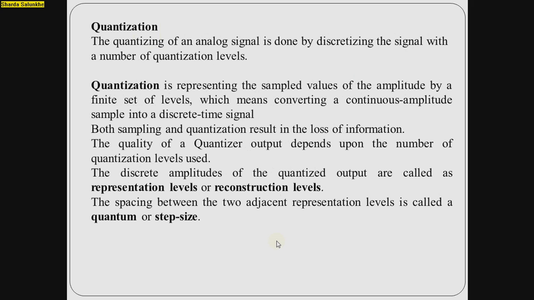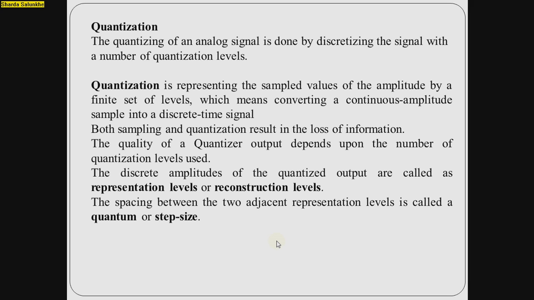Next one is the quantization. So this is about the PCM. Now turn to the quantization. The quantizing of an analog signal is done by discretizing the signal with the number of quantization levels. So quantization is representing the sampled value of the amplitude by a finite set of levels, which means converting the continuous amplitude into the discrete amplitude signal.